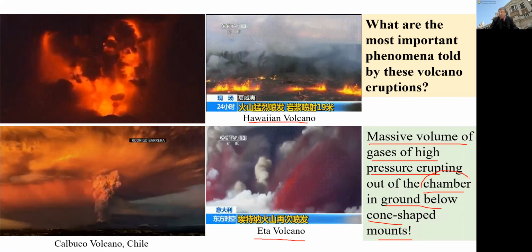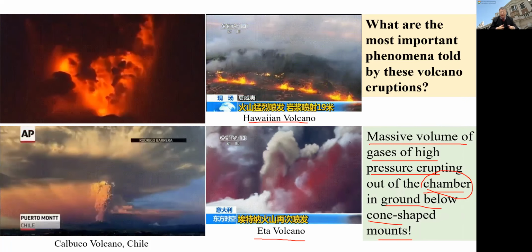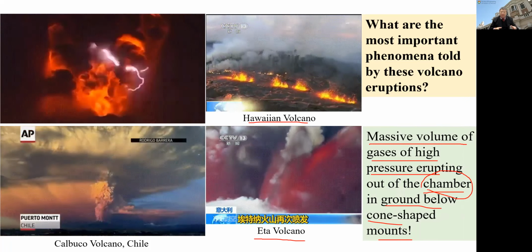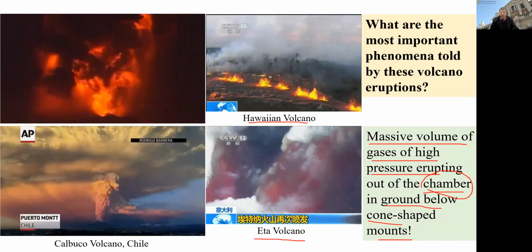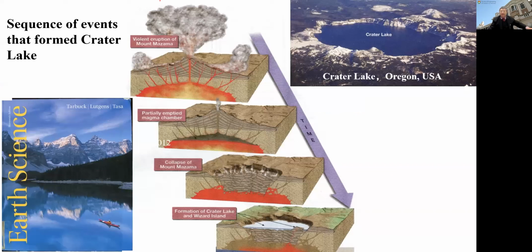So the chamber must be huge, containing all the gas and ashes. So it means what? It means the chamber is huge. So why have a huge chamber there? So that's the sequence of events that form a crater lake. Because this is in the Earth Science book, the crater lake in Oregon, USA.